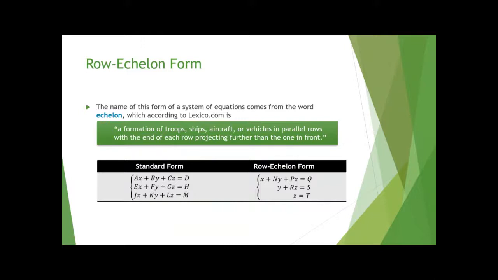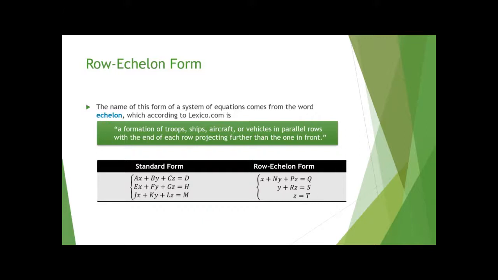So we have row echelon form. This name comes from the word echelon, which I had to look up because I didn't really know the definition or how the definition connected to what we do. That's because the definition I know is not a military definition. So it actually comes from the military definition, where echelon is a formation of troops, ships, aircraft, vehicles, in parallel rows with the end of each row projecting further than the one in front. That's where it gets its name.